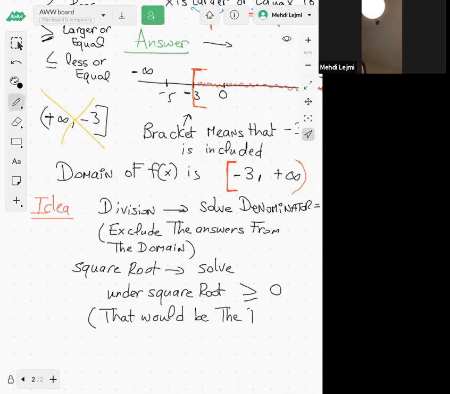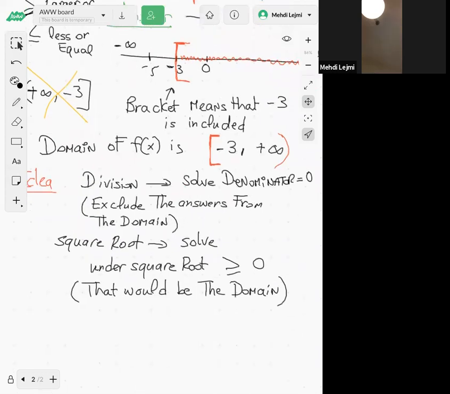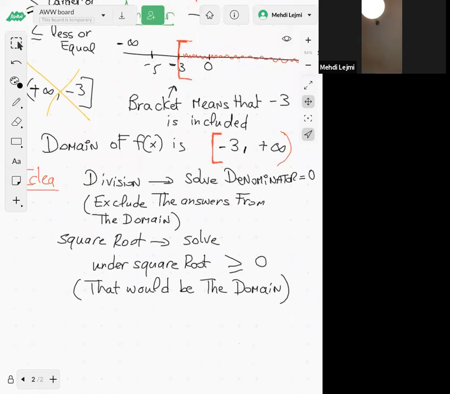All right, guys, so this is a kind of summary here. You don't really need to memorize these examples. All you have to keep in mind is, if you see a division, solve the denominator equal to 0, and you have to exclude the answers from the domain. And if you have a square root, you have to solve whatever you have under the square root larger or equal to 0, and that will be your domain. Okay.